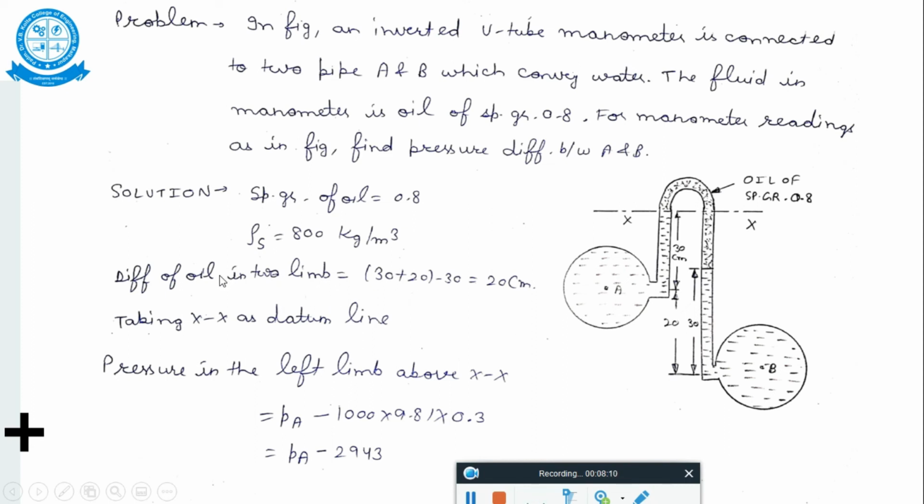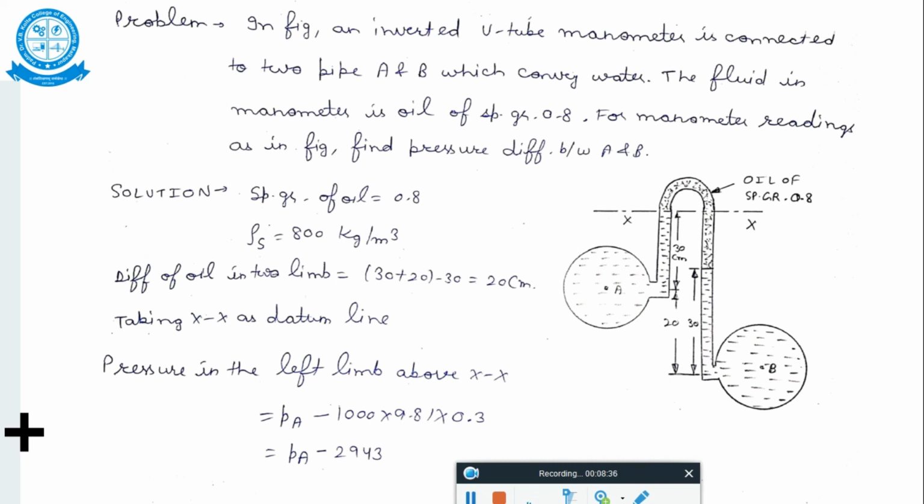Now see, the difference of oil level in the two limbs means 30 plus 20, that is 50, minus this 30, we get 20. So we can get the value of H. H is the difference of height of pressure between the two limbs of the U-tube manometer. So again we find the equation for the right limb and left limb and equate the equations, and we will get the value of the pressure difference between A and B.